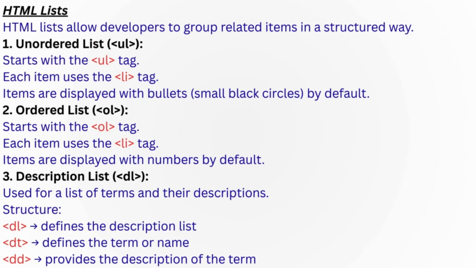The second one is the ordered list. We use the OL tag to make an ordered list. In this list, the items are arranged in a specific order, usually numbered. We can change the numbering style using numbers, letters, or Roman numerals. The third one is the description list. This list is used to define terms with their descriptions. It uses two tags, dt for the term and dd for its description.